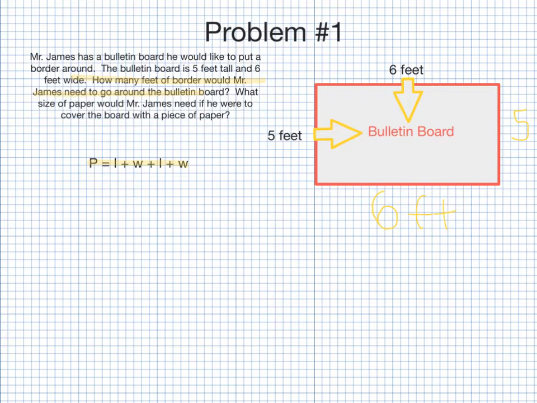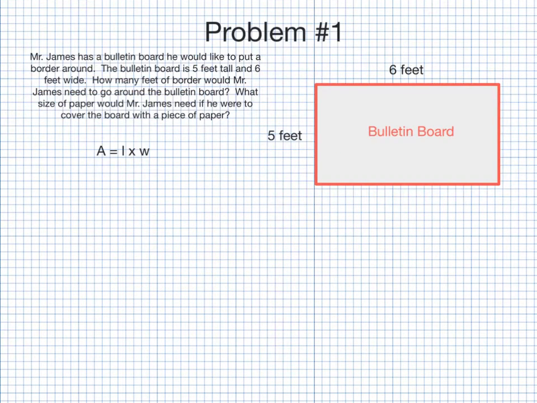We can now go straight to adding. P equals length of 5 plus width of 6 plus length of 5 plus width of 6. After adding those up, we get a total of 22 feet.